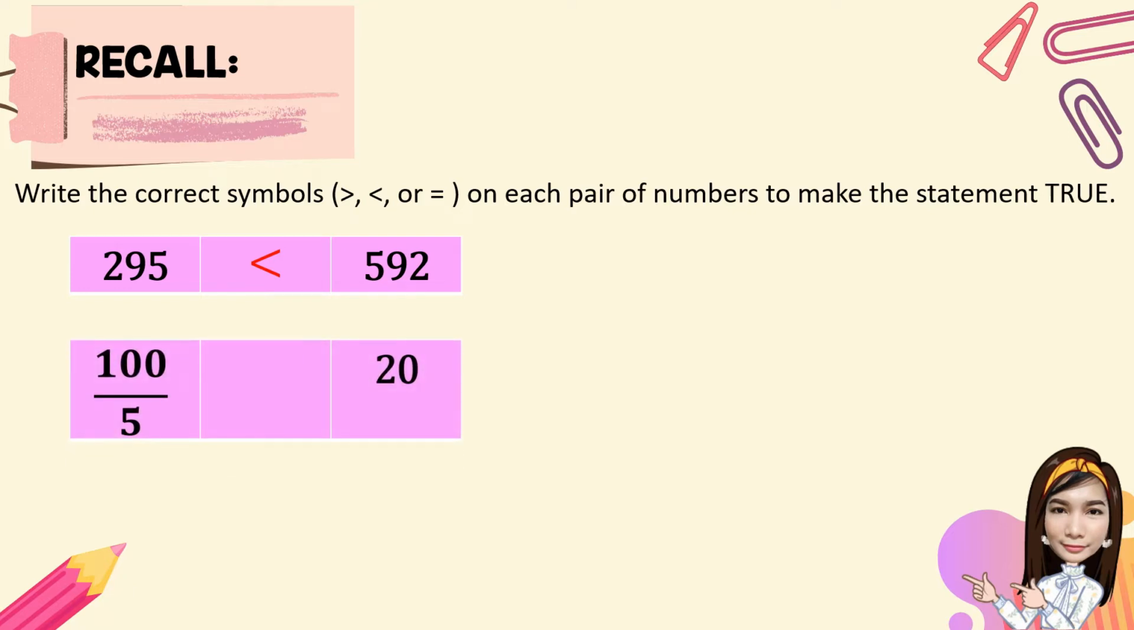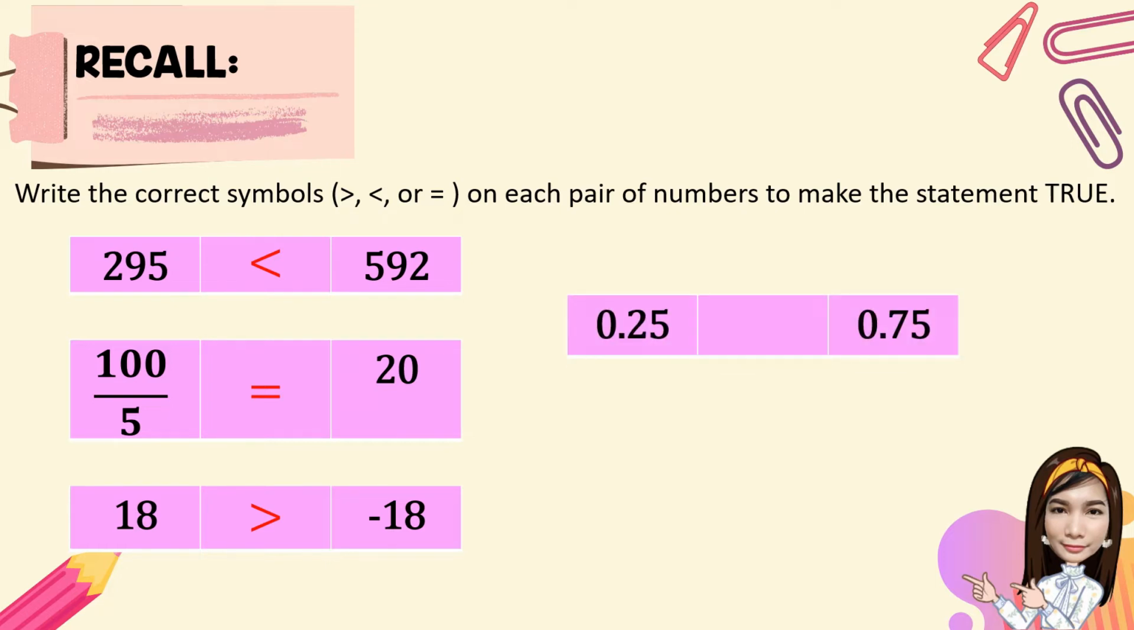Next, 100 over 5 compared to 20. The correct symbol is equals, because 100 divided by 5 is equal to 20. Next, 18 compared to negative 18. The correct symbol is greater than, because positive numbers are greater than negative numbers. So positive 18 is greater than negative 18.